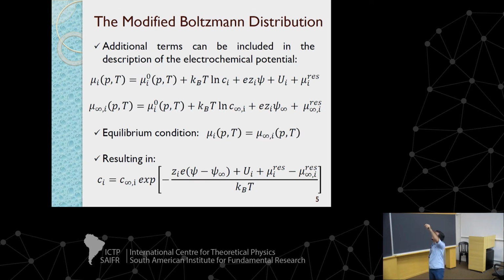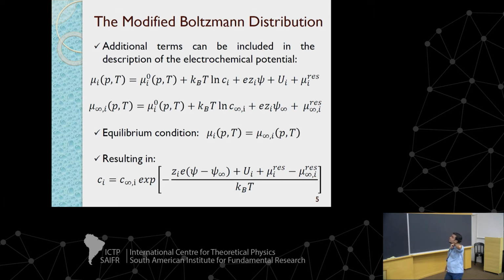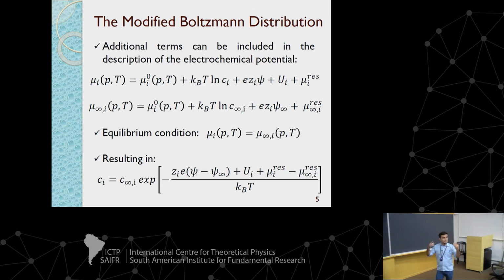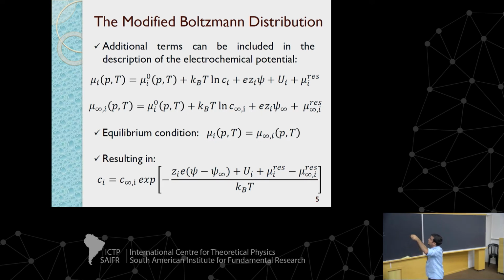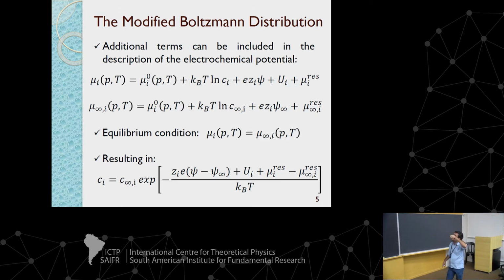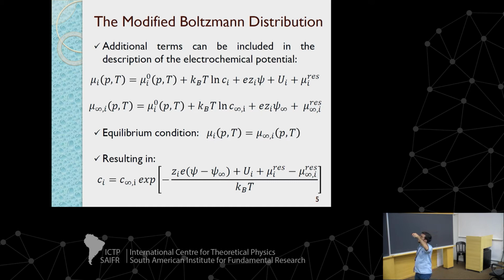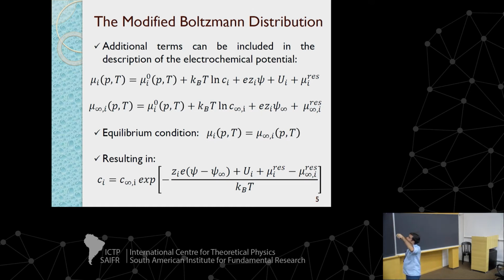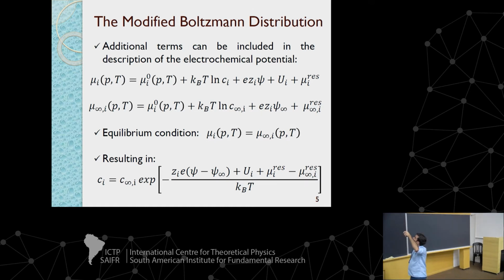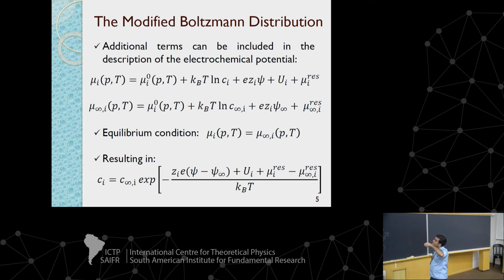So now we are going to introduce other non-idealities. For example, this Ui, the external potential, and this residual chemical potential. When we do exactly the same that we did yesterday, considering that the chemical potential is equal in any point, including at bulk, we have this equality, and then we solve for the concentration of ion, Ci, the ion concentration. So we get this expression here.